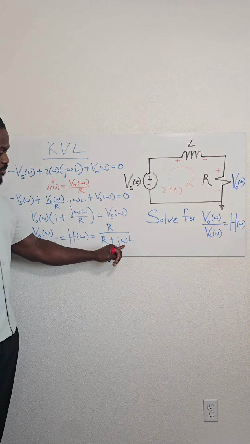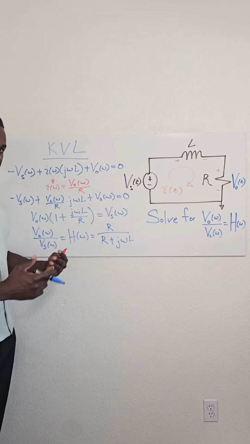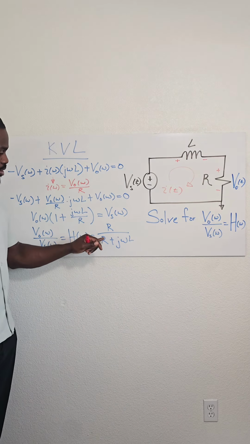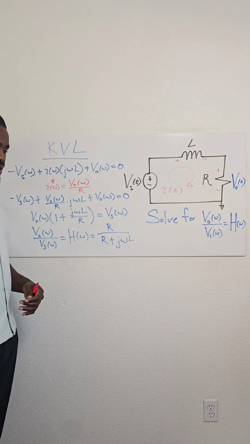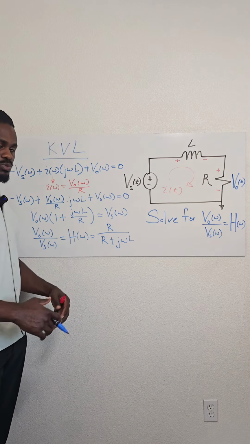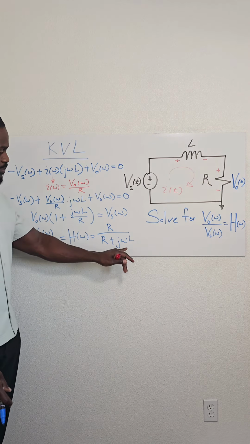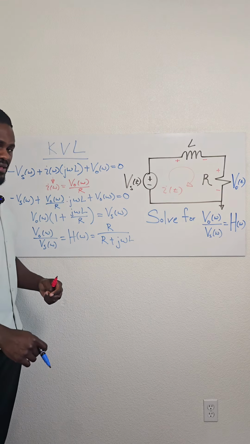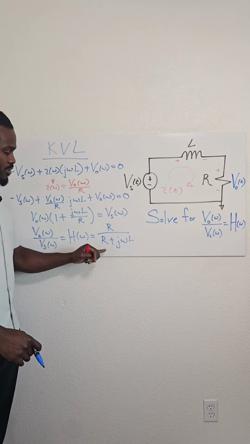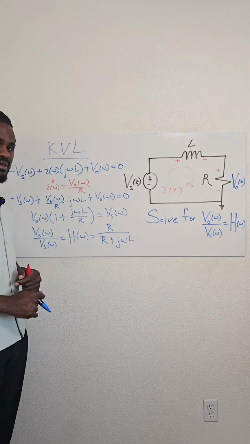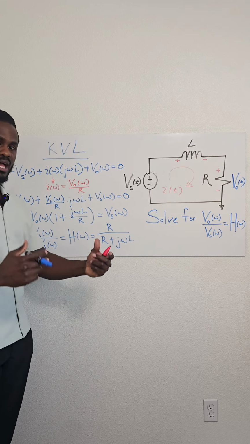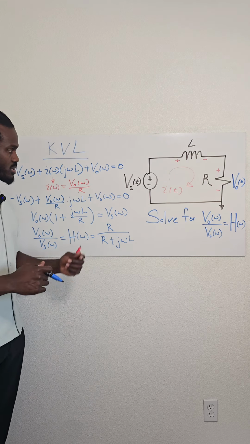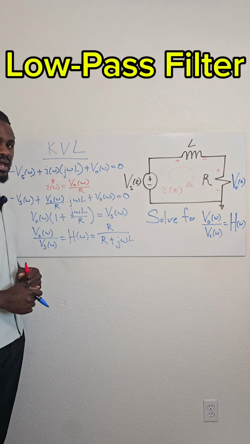So if we plugged in omega equals 0, or a DC value, we would get R over R, which is 1. So that means that my low frequencies will pass through. And if we plugged in omega is infinity, or a high frequency value, we would get R over infinity, which is 0. So that means my high frequencies do not pass through. As a result, this here is a low pass filter.